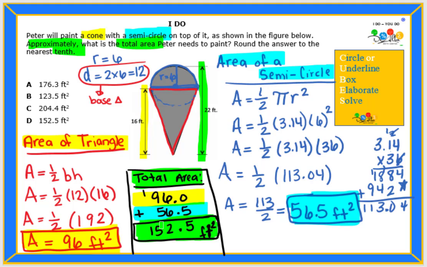Okay, so now let's look at our responses. We're trying to find the approximate, because it says approximately what is the total area Peter needs to paint. So we're looking for the closest to 152.5, and it's there as D. 152.5 square feet is just like my answer. So I'm going to select D. The approximate area that Peter needs to paint is 152.5 square feet.